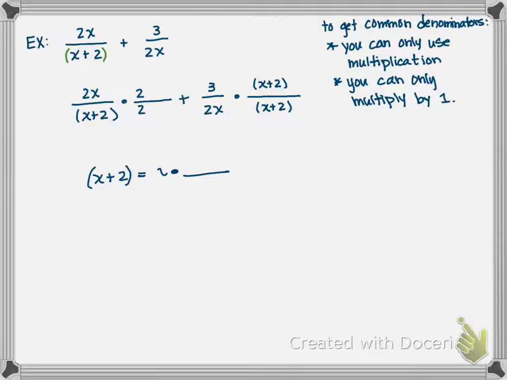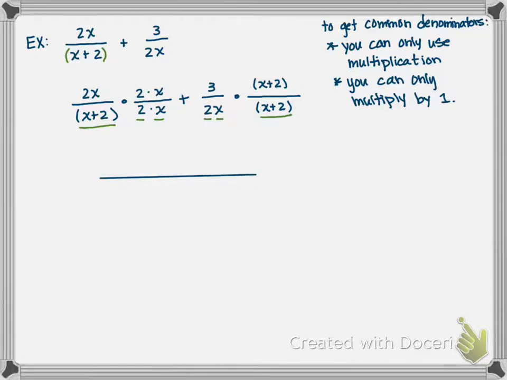So is there something I can multiply x by to get x plus 2? So we need one. So now both my denominators contain 3 things, or 3 factors. They contain a factor of x plus 2, they contain a factor of 2, and they contain a factor of x, which means now I have common denominators.